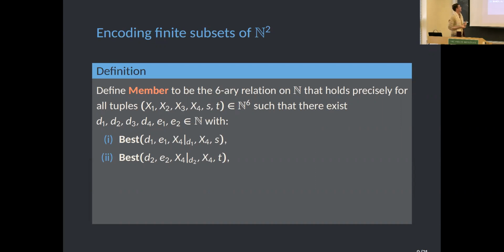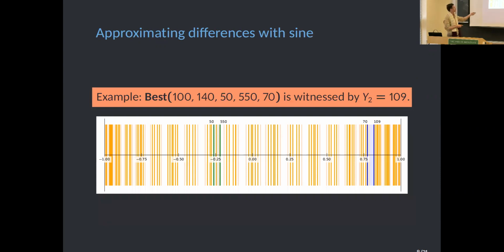So to this end, we define another relation called member, and it holds for tuples where we have 4 natural numbers. We can think of them as parameters, and then 2 other natural numbers s and t, such that there exist all of these degrees of approximation. We don't need to worry too much about them, but specifically such that we have the best predicate holding on the respective d1, e1, d2, e2, where the last entry of the first one with s holds and the last entry of the one with t holds. Think back to this picture and how I pointed out the uniqueness of the 70 in this case for best to hold.